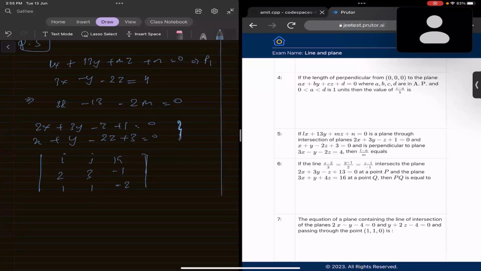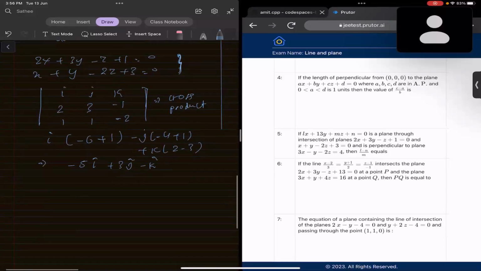This is simply the definition of the cross product, nothing new. So if we do that, this is i of -6 plus 1, minus j of -4 plus 1, and this would be k of, so this would be -5i plus 3j minus k cap. So the line of intersection would be parallel to this vector. These are basically the DRs of the line of intersection, and our plane is also passing through this line.